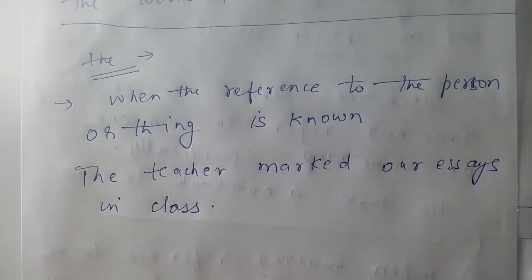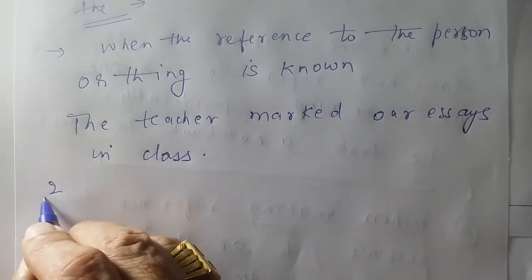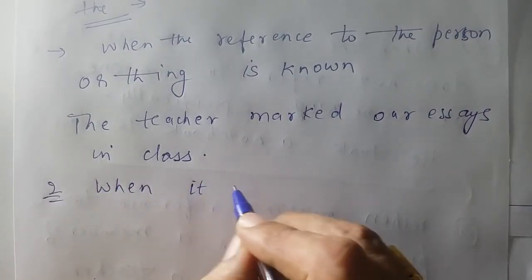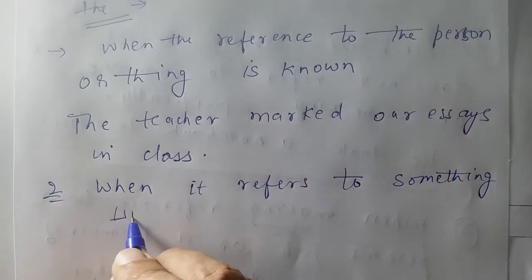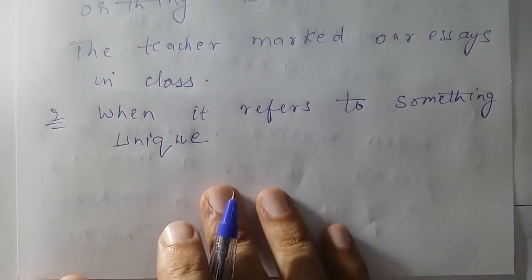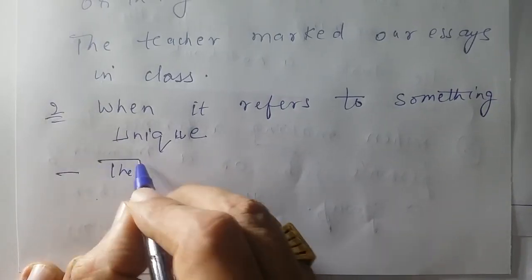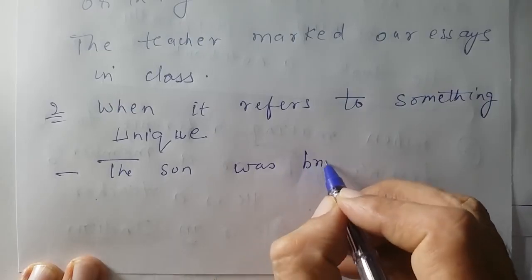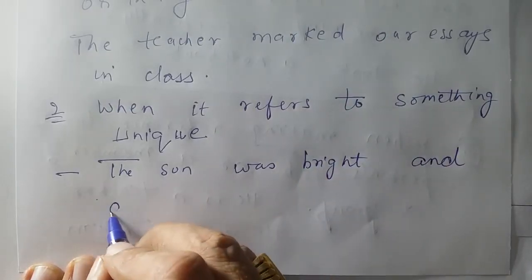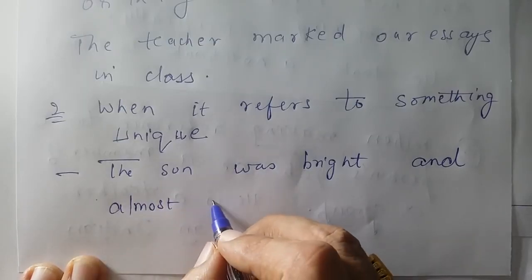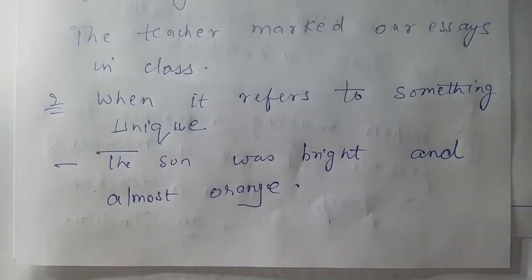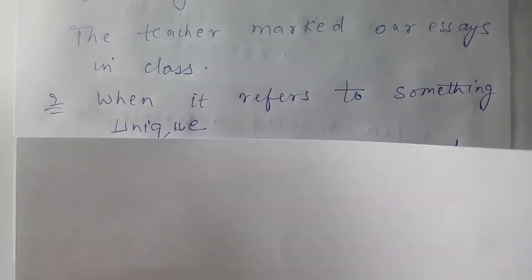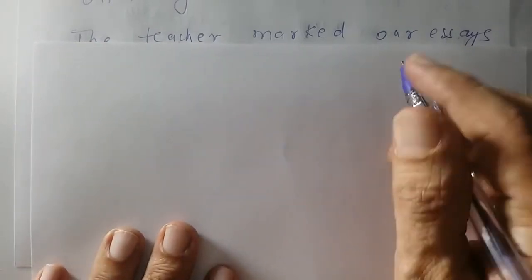The teacher. Second thing, the main thing, remember this one. When it refers to something unique, the sun was bright and almost anything you can add. Orange. Check this out. So in this way, when there is a reference to, then we can use 'the'. We're referring to someone's job title. Next is this point. This is my page number 3 here.